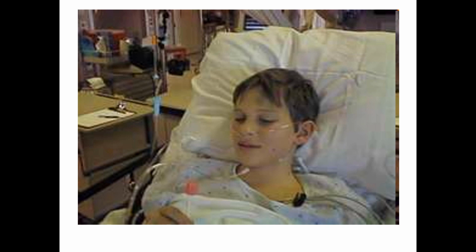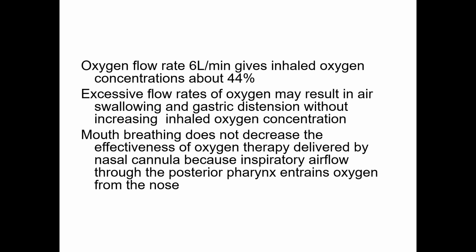This picture shows how the nasal cannula is inserted. This is the nasal cannula, and here it is connected to the oxygen source. An oxygen flow rate of 6 liters per minute gives an inhaled oxygen concentration of about 44%. Excessive flow rates of oxygen may result in air swallowing and gastric distension without increasing inhaled oxygen concentration.